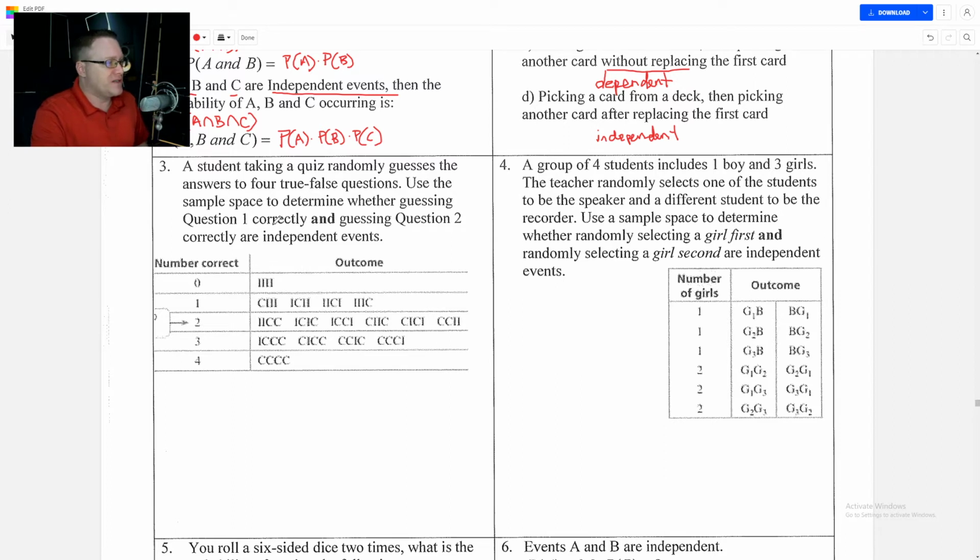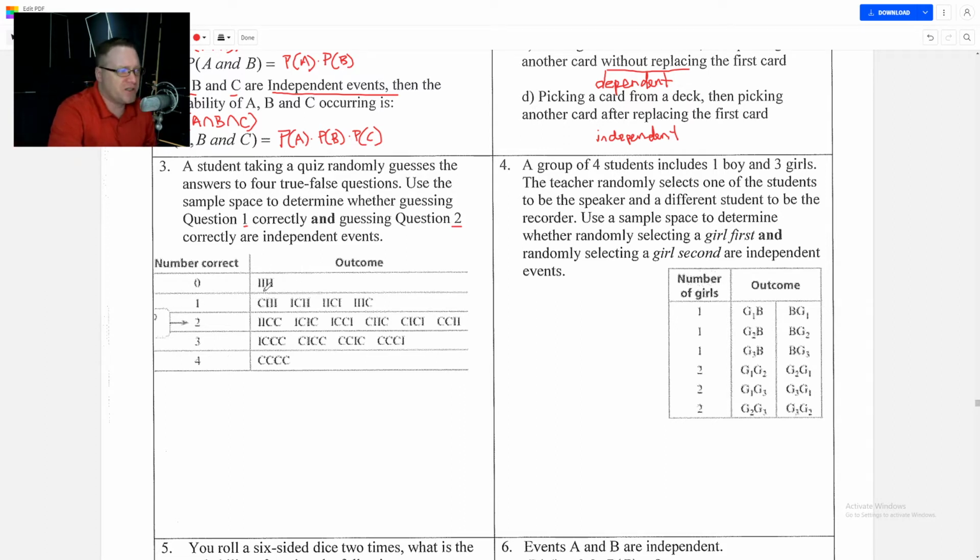And we are going to see. It says, use the sample space to determine whether guessing question 1 correctly and guessing question 2 correctly are independent events. So let's do this.